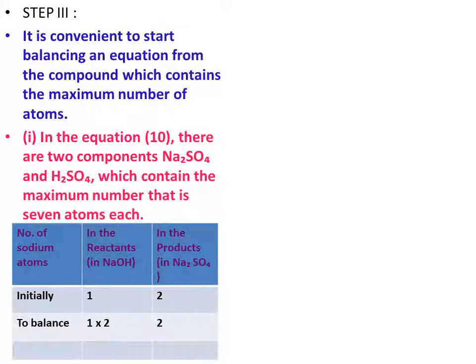Here is a chart. The sodium atoms are in NaOH in the reactants and in Na2SO4 in the product. Initially, the number of sodium atoms in the reactants is 1 and in the products is 2. After balancing, 1 into 2 is equal to 2, and in products 2.